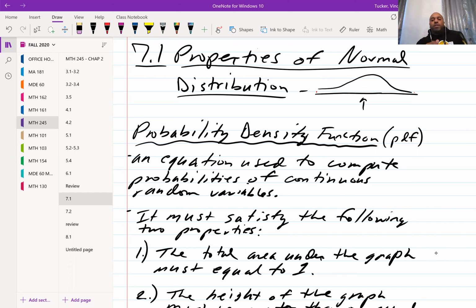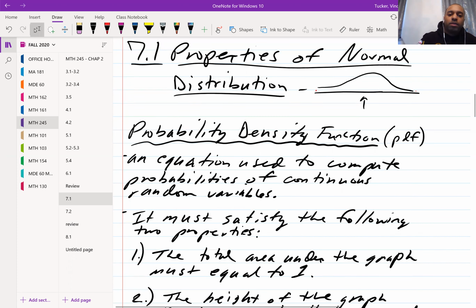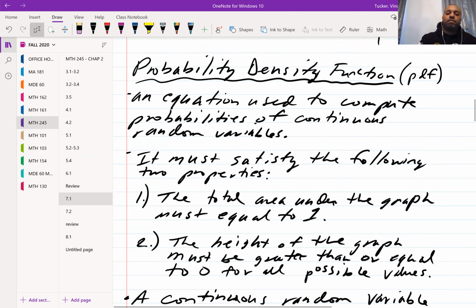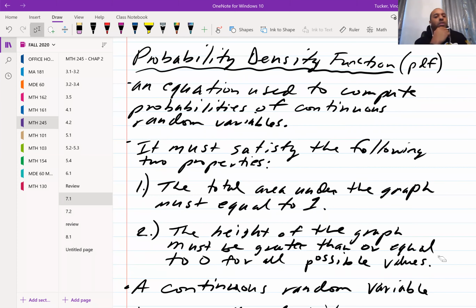Probability density function, PDF for short, an equation used to compute probabilities of continuous random variables. So if it is a PDF, it must satisfy the following two properties. The total area under the graph must equal 1. The height of the graph must be greater than or equal to 0 for all possible values. So we talked about those characteristics before. I'm going to further apply them in this section.